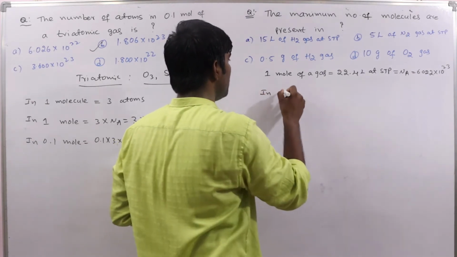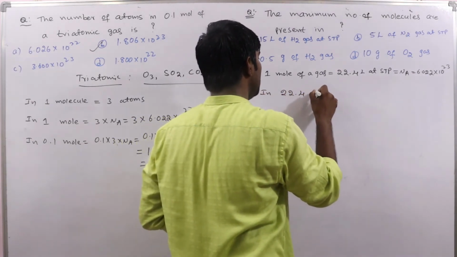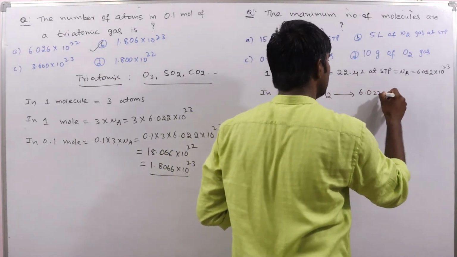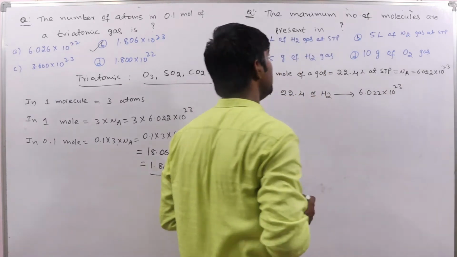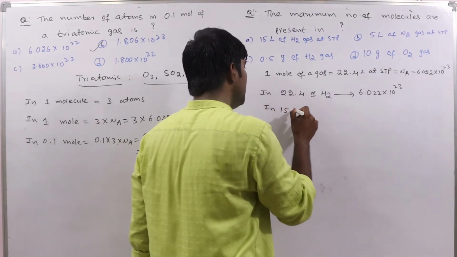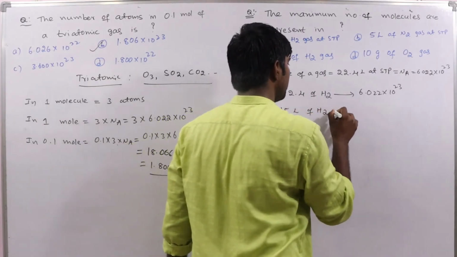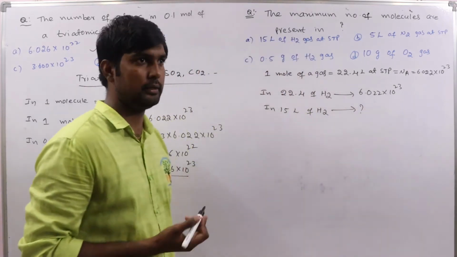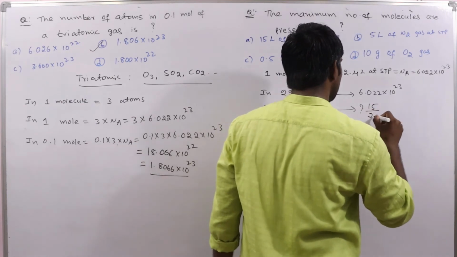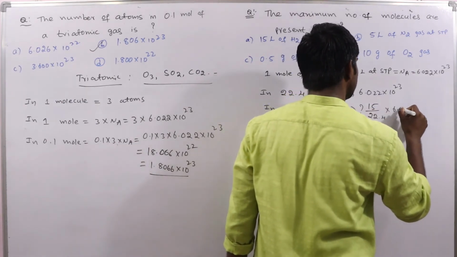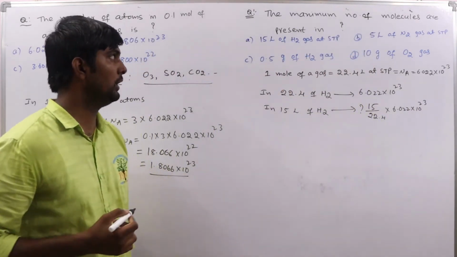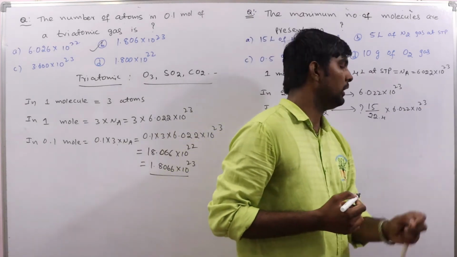In 22.4 liters of H2, how many molecules are there? 6.022 into 10 power 23 H2 molecules are present. Then in 15 liters of H2, how many H2 molecules are there? That is 15 by 22.4 into 6.022 into 10 power 23.